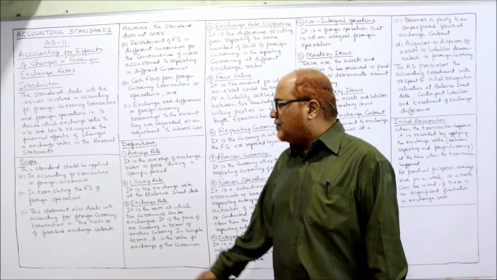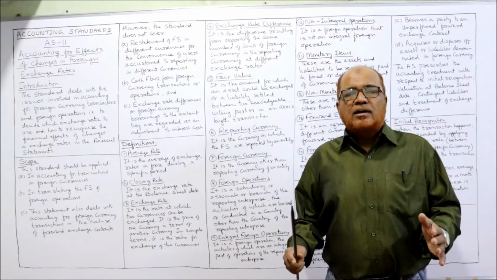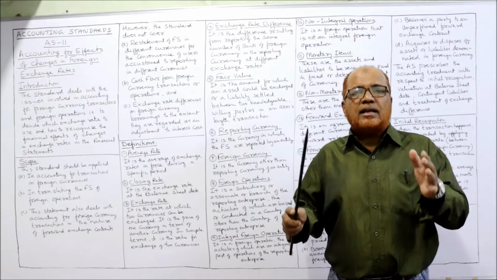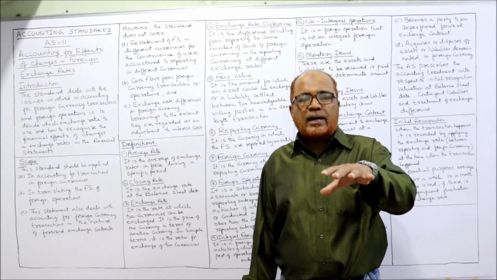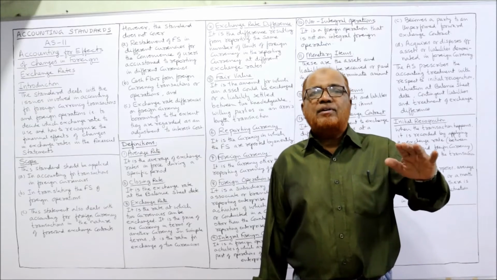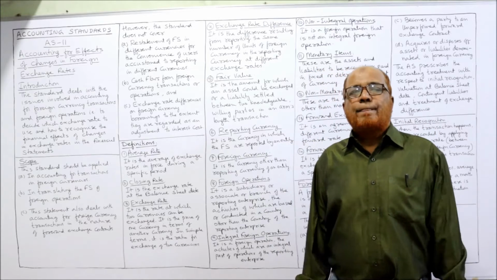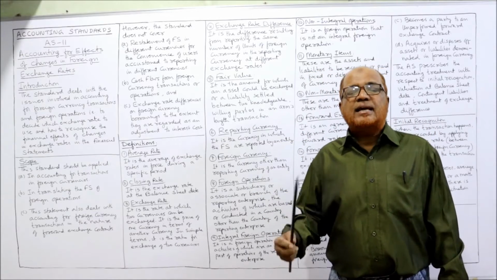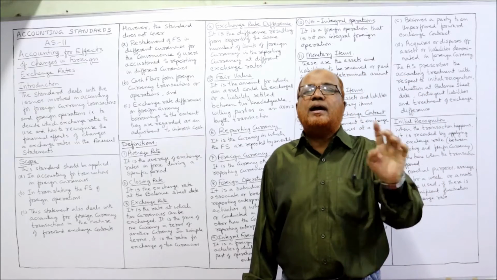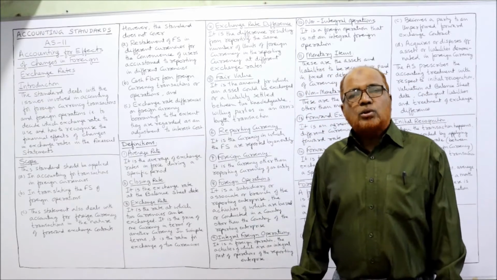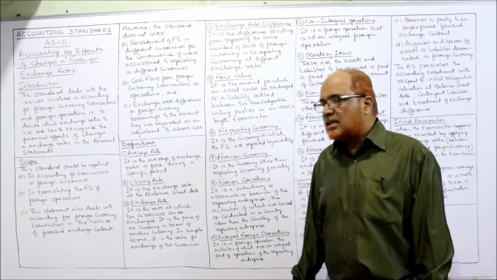Next, in translating the financial statements of foreign operations, suppose the home country is India. That means the company is located in India, but it has foreign operations. It has branches in other countries. So there is a need to translate the financial statements of other entities into the reporting entity, right? So translating the financial statements is also covered by this AS11.